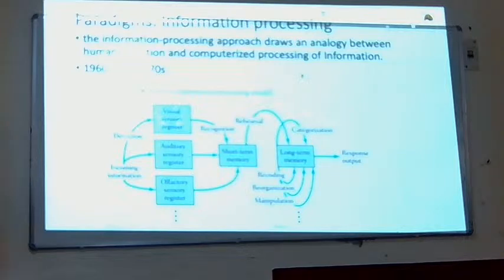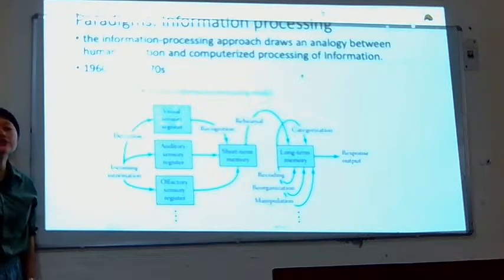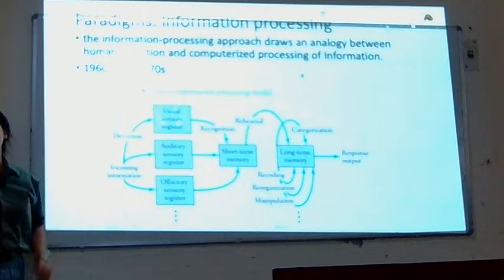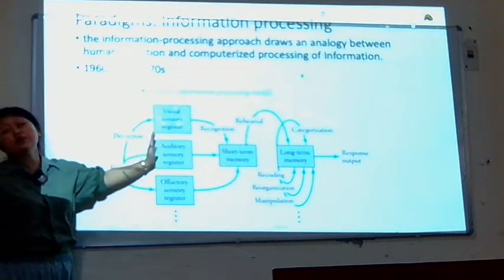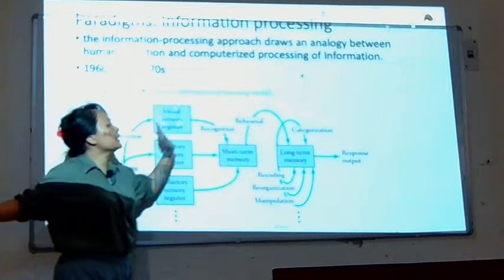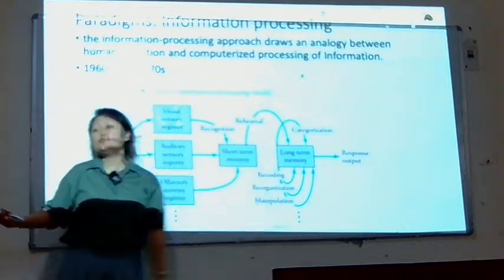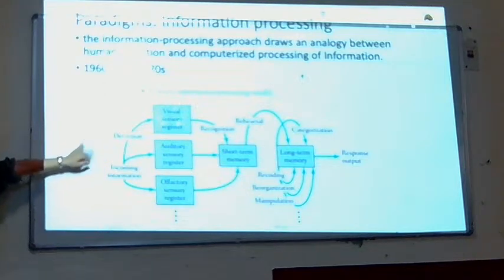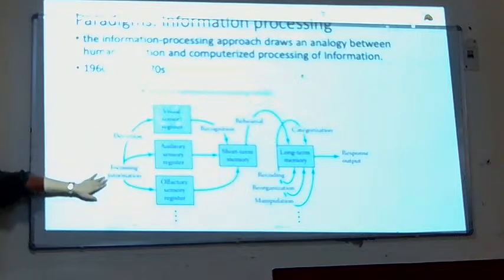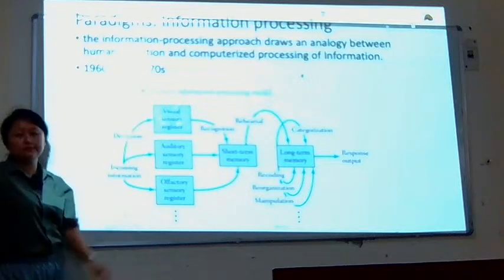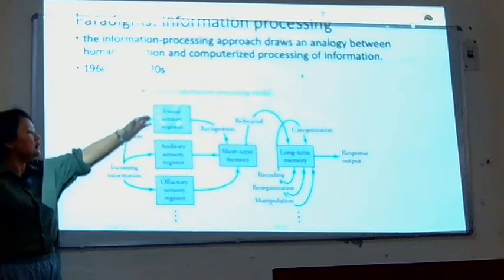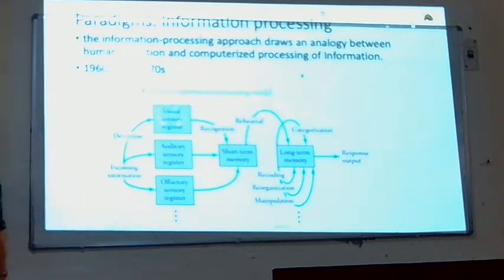The information processing approach draws an analogy between human cognition and computerized processing of information. What does this mean? It simply means that according to them, our brain works similar to how the computer works. So there is input of information, there is processing of that information, and then there is the output response. Here in the diagram, you detect the incoming information. Is it visual, auditory, olfactory, is it smell, is it sound?